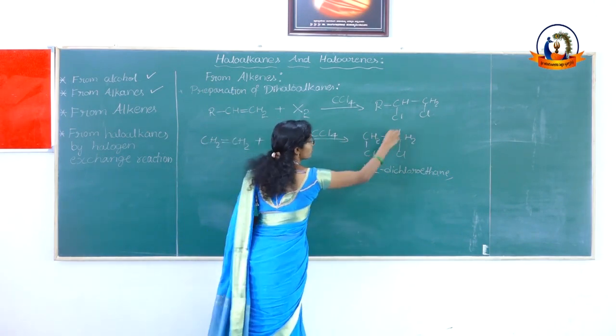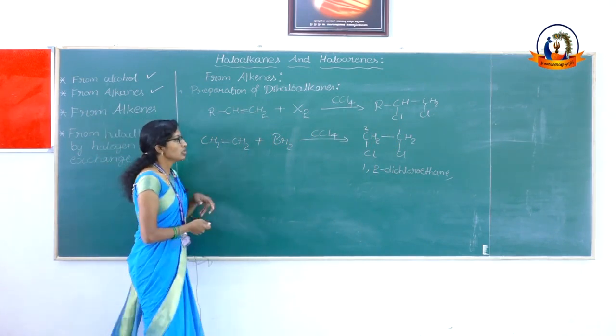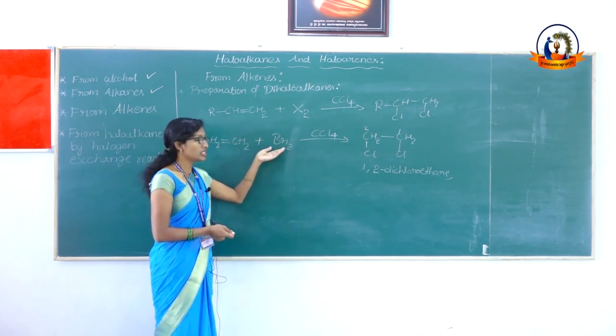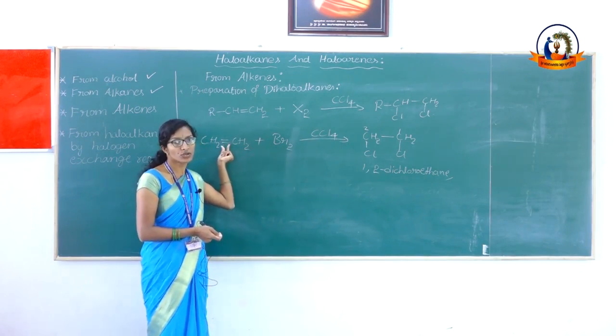This is 1, this is 2. 1,2-dibromoethane. Bromine is reddish brown in color. It discharges the reddish brown color. So we use bromine for the testing of unsaturation.